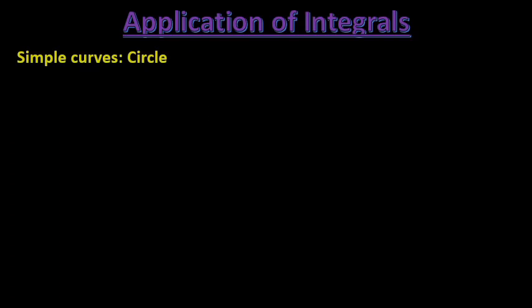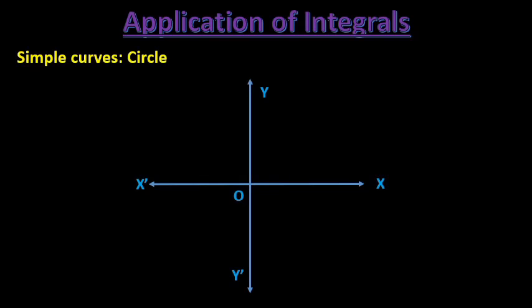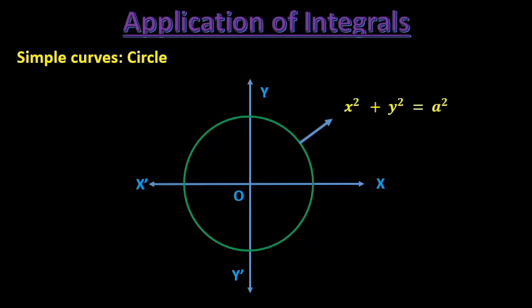Now the next curve is circle. If the origin of the coordinate system coincides with the center of the circle, then the equation for the circle can be written as x square plus y square equals to a square. So here a is the radius of the circle, and this circle intersects the x-axis and y-axis at 4 different places, and the coordinates of these points are a comma 0, 0 comma a, minus a comma 0 and 0 comma minus a.